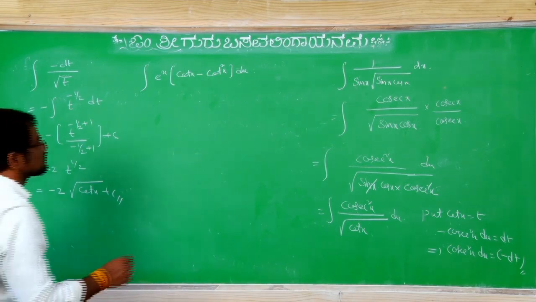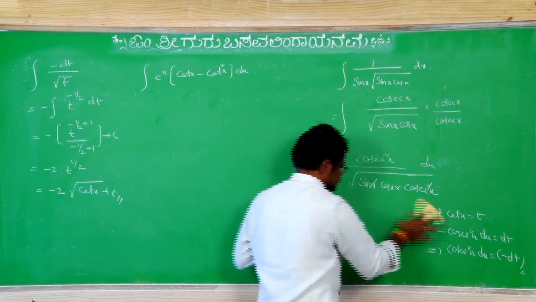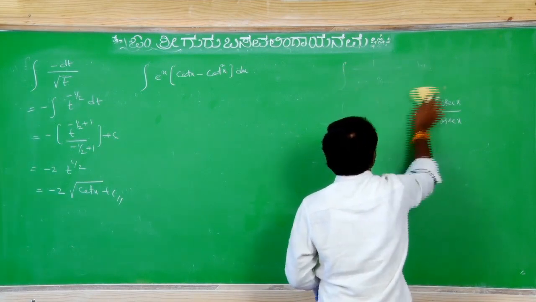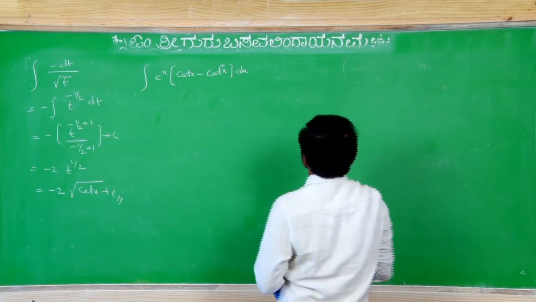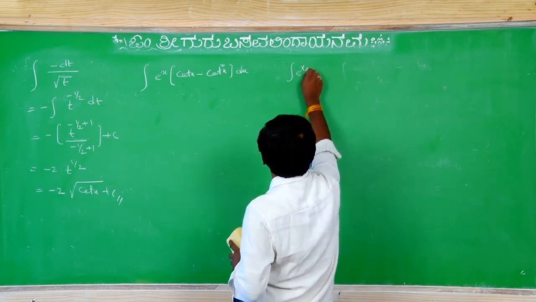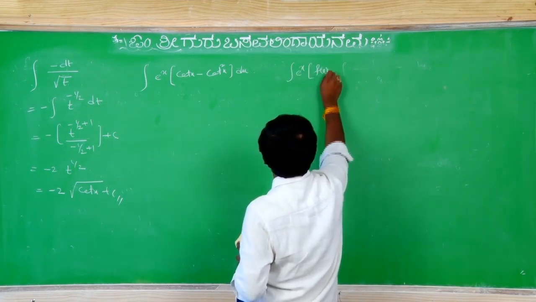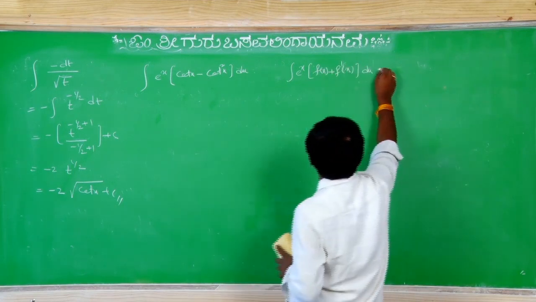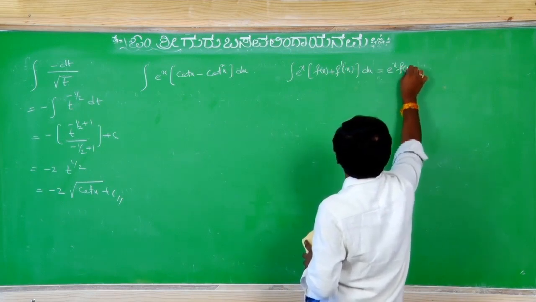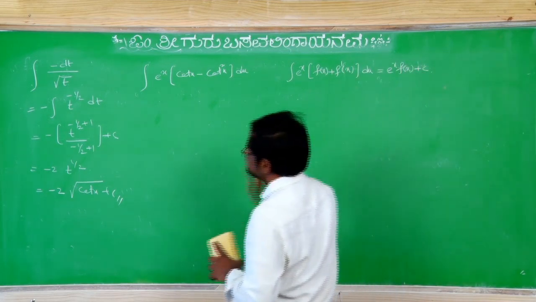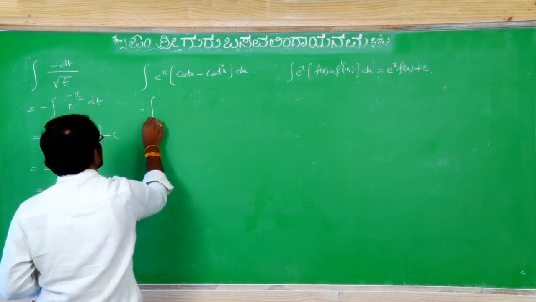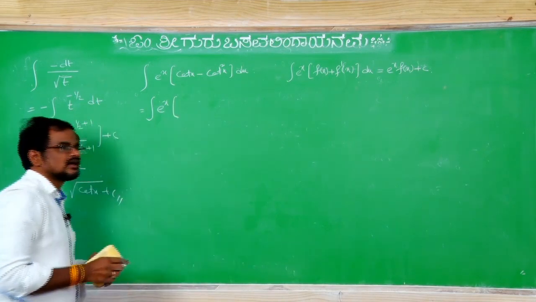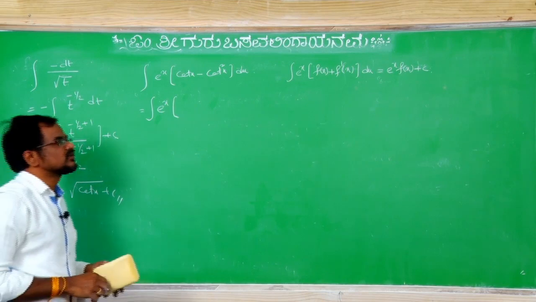So this is also by this formula property. Integration of e power x into f of x plus f dash x dx equal to what? Equal to e power x into f of x plus c. That is how we get that formula directly. But this is not in the form of e power x into f of x plus f dash x.